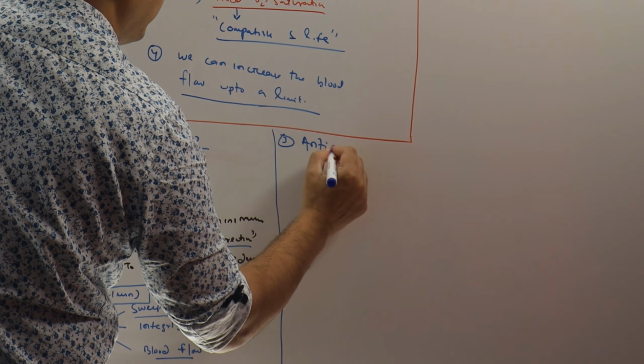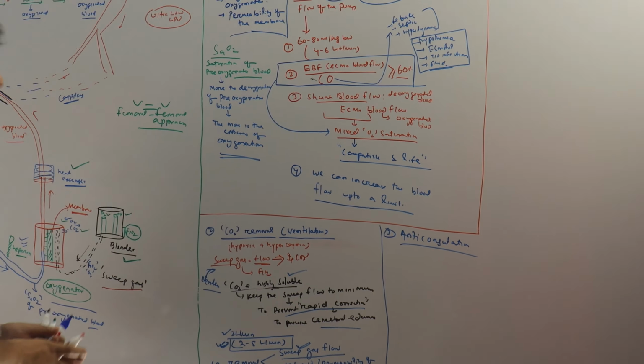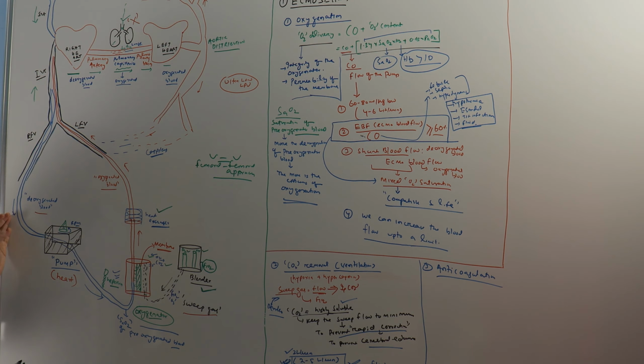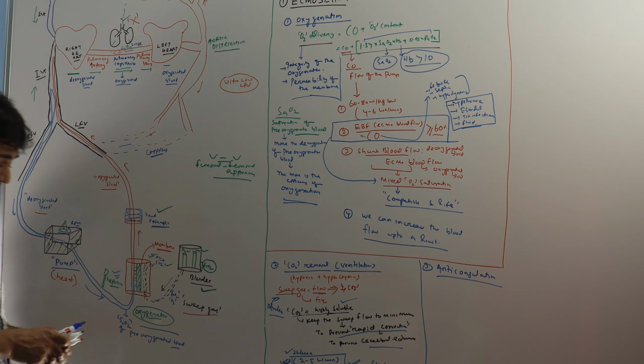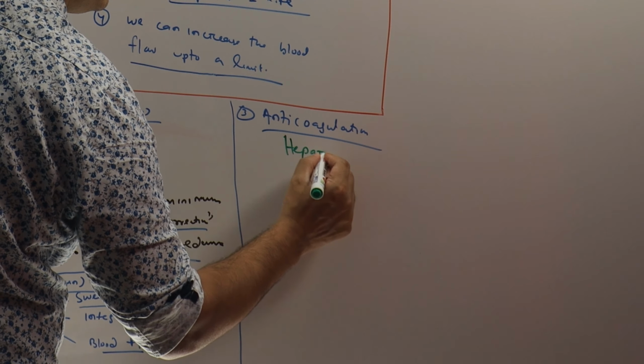Then third is anticoagulation. Because this is an extracorporeal circuit, all these things are happening outside of the body. The blood is actually coming in contact with various mechanical and artificial devices, tubings and all. So it is coming in contact with foreign surfaces, so it can activate the coagulation system and the blood can clot, right? So we have to heparinize the patient. So we have to give heparin. Any contraindication to heparin is itself a contraindication to ECMO.